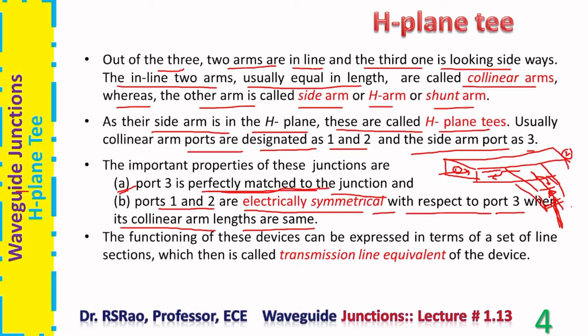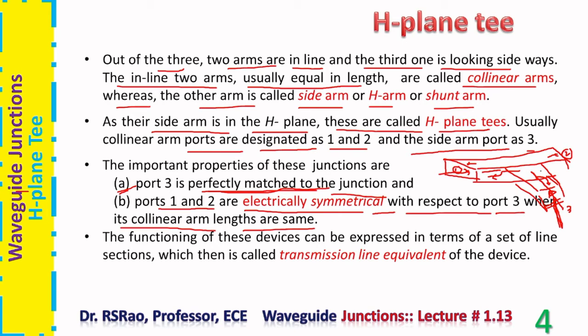As same thing is being seen, we say that 1 and 2 are physically symmetrical with respect to port 3. Then what is electrical symmetry? If you inject a wave into the junction at port 3, it goes into the junction, there it gets divided into two parts. In the case of H-plane T, it is divided into two equal parts, one wave traveling and reaching port 2, another wave traveling and reaching port 1. So input is at port 3, output waves, two waves, they appear at ports 1 and 2.